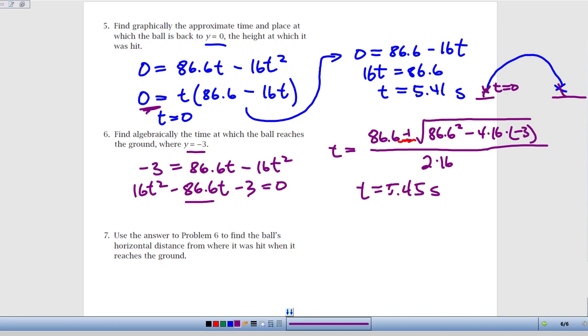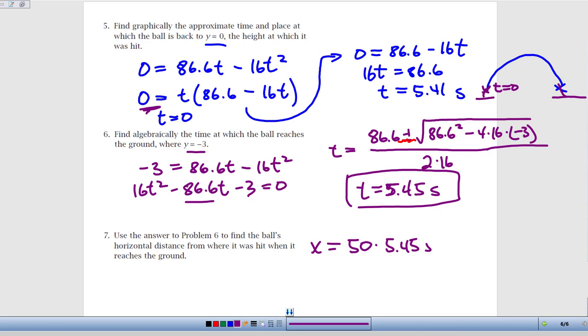And then finally, to close things out, we want to know what's the horizontal distance that the ball has traveled. So we can take this value that we just got, this 5.45 seconds, and we can plug that into our x equation. Recall that that was 50 times t, so I can go 50 times 5.45 seconds. And remember the units on that 50, we didn't write it in earlier, but that was in feet per second. That goes back to the initial speed coming off the bat.